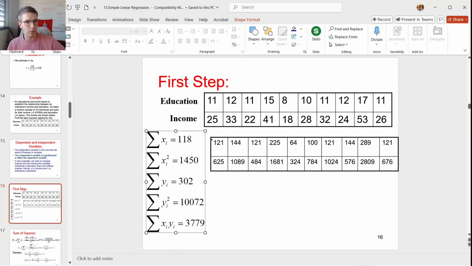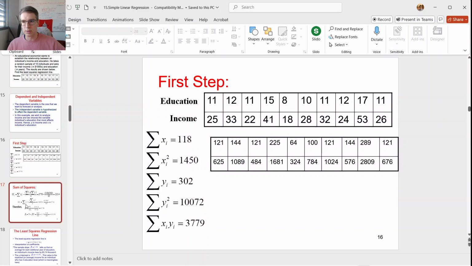If you do the same thing for Y, we add all the Y's together, all the incomes. We square them, which is what is down here on this row, and we add it all together, and we get this. And then if we multiply those two together, not the square components, my apologies, we multiply X and Y together and then sum those. This is the total that we get, 3,779.